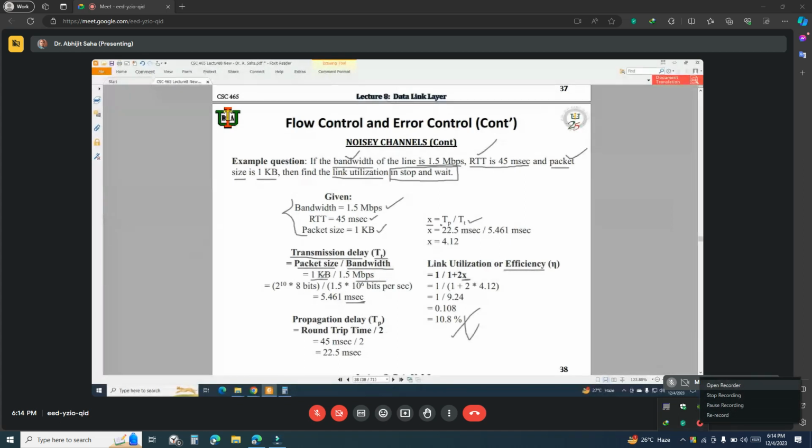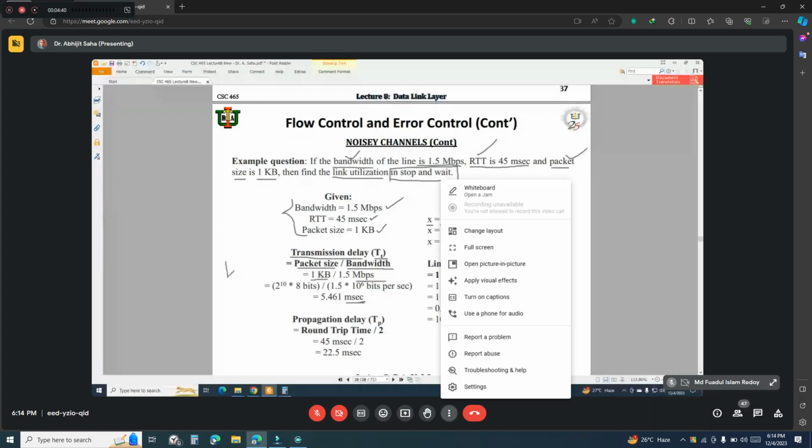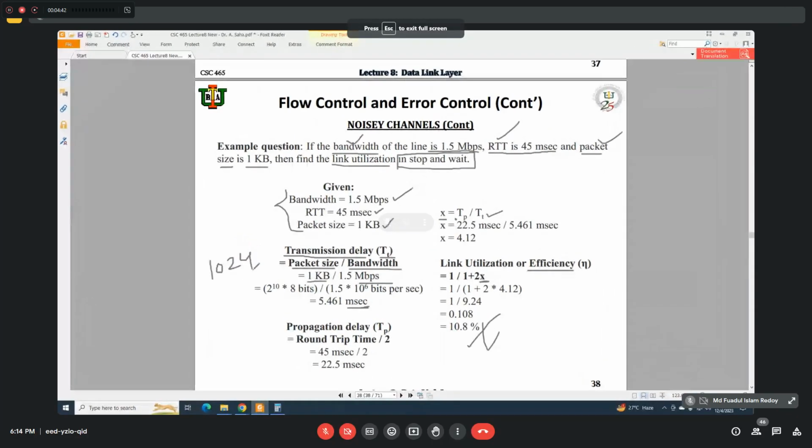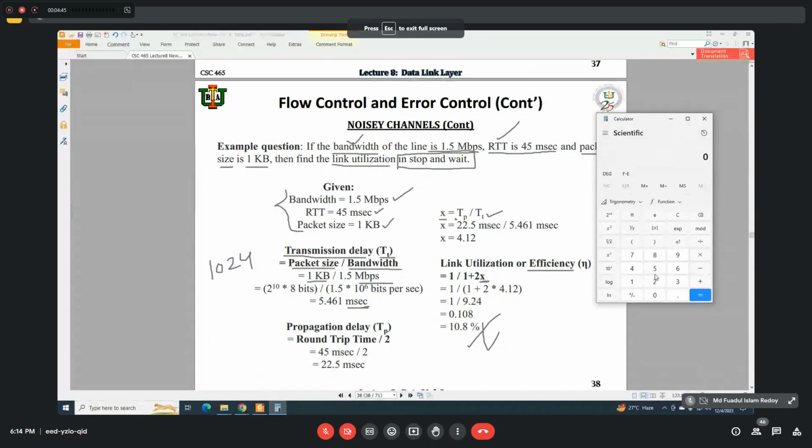To do that, 1 kilobyte, usually we say, is 1024 bytes. That is represented as 2 to the power 10. You can see here, 2 to the power 10 is going to be 1024, and we are multiplying.